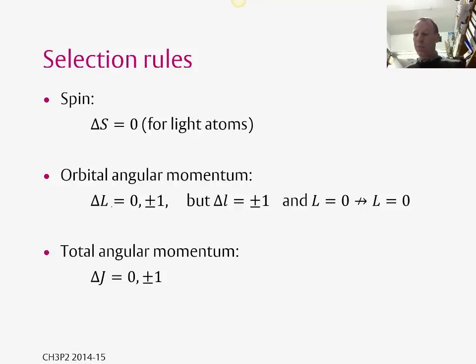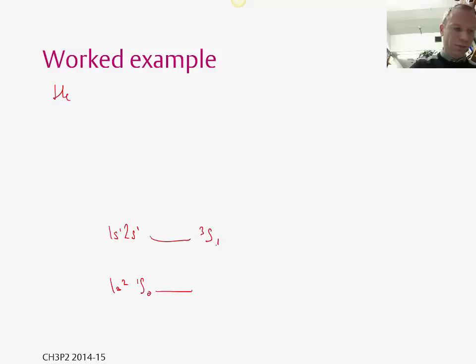Let's now put this into practice in a worked example. We're going to go straight back to our helium example from before. So we built up our energy level diagram. We had 1s2, a singlet S0 state down at the bottom. The next state was a 1s1 2s1, and this is a triplet S1 state. And then we had 1s1 2s1, and this is our singlet S0 state.